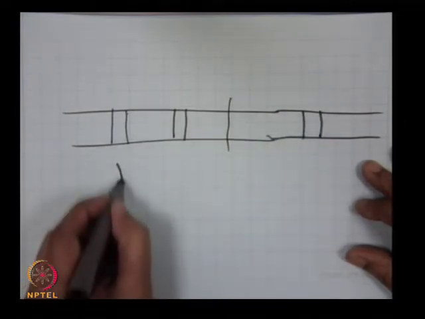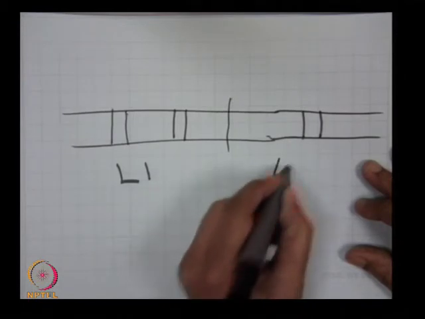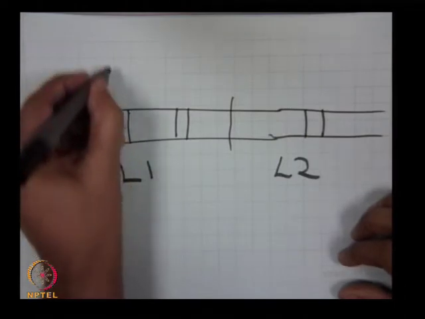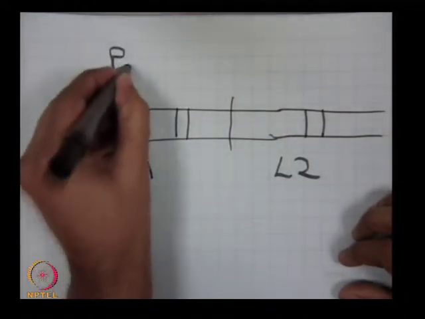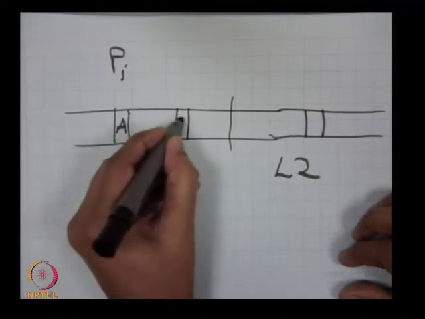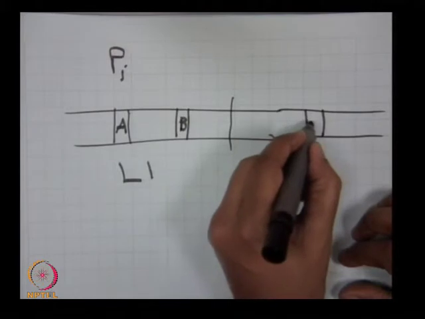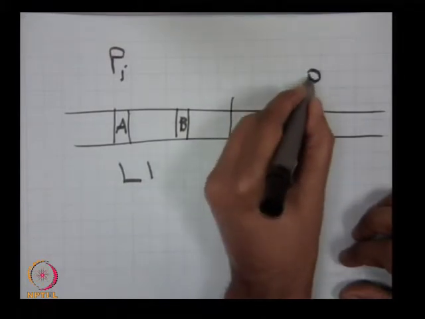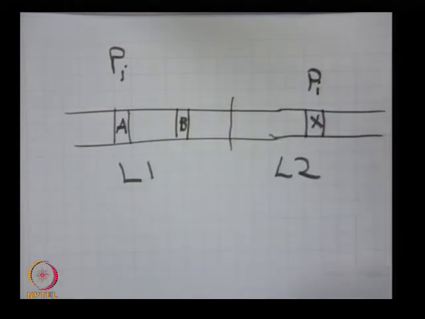So this is L1, this is L2, okay? And these are two elements assigned to processor PI. This is A, this is B, and this is also assigned to processor PI. From the second list, it is X, okay? And X is what we are considering as a candidate, like every other candidate, right?